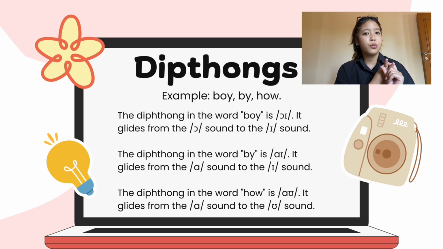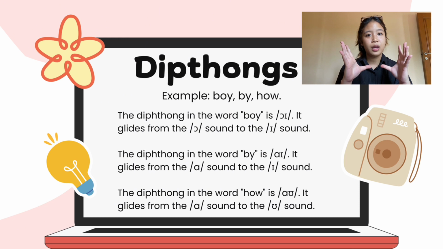The diphthong in the word "boy" glides from the "oh" sound to the "ee." Boy. The diphthong in the word "by" is like "eye," by, something like that. And the diphthong in the word "how" is "ow." It glides from the "ah" sound to the "oo," "ow" sounds. Like boy, by, how.